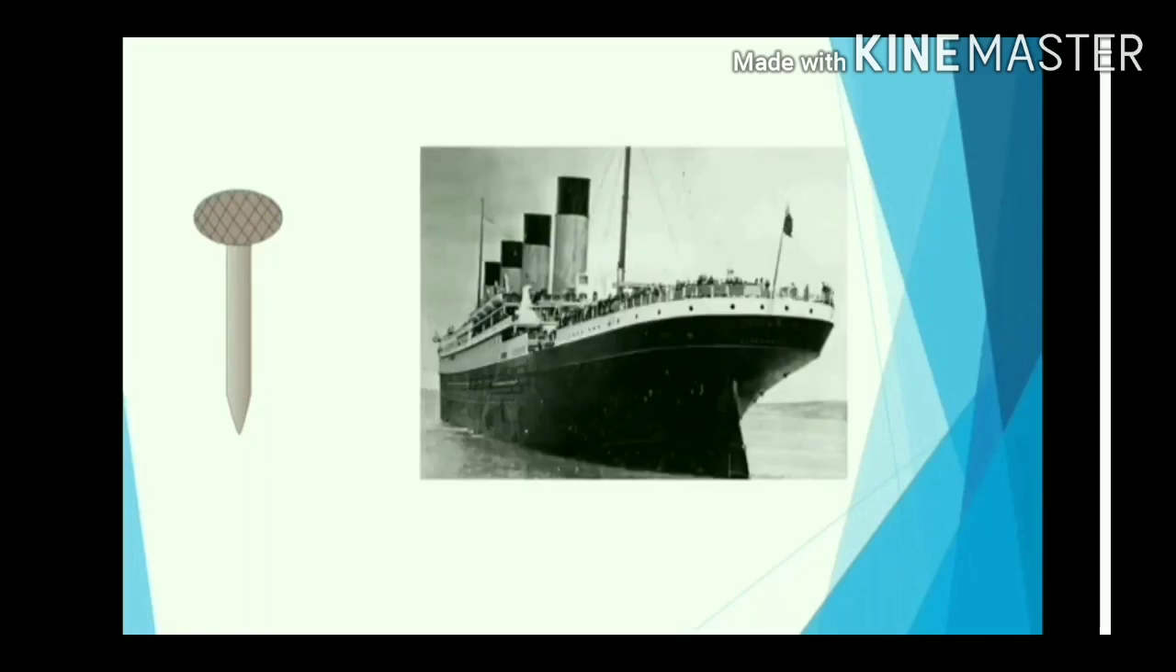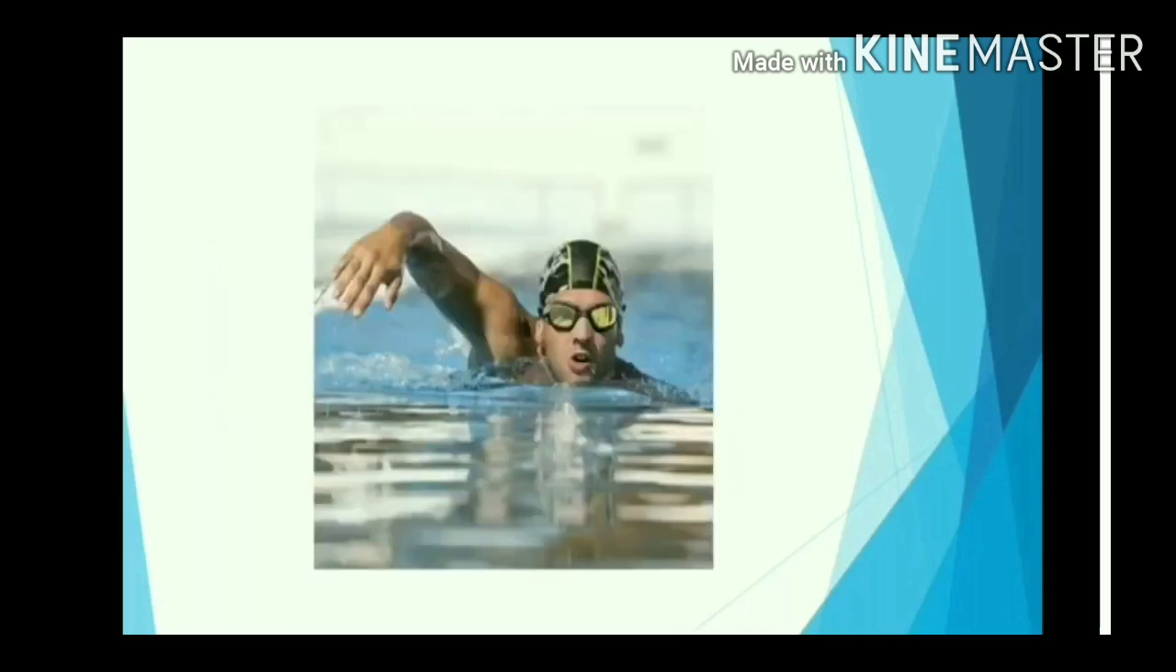An iron nail sinks in water, but why does the massive steel ship float on it? When an object is deep in a liquid, a buoyant force acts on it, and hence it appears that the weight of the object is reduced. It becomes easier to swim in sea water than in fresh water. This is because the density of sea water is higher than the density of fresh water due to salt dissolved in sea water.